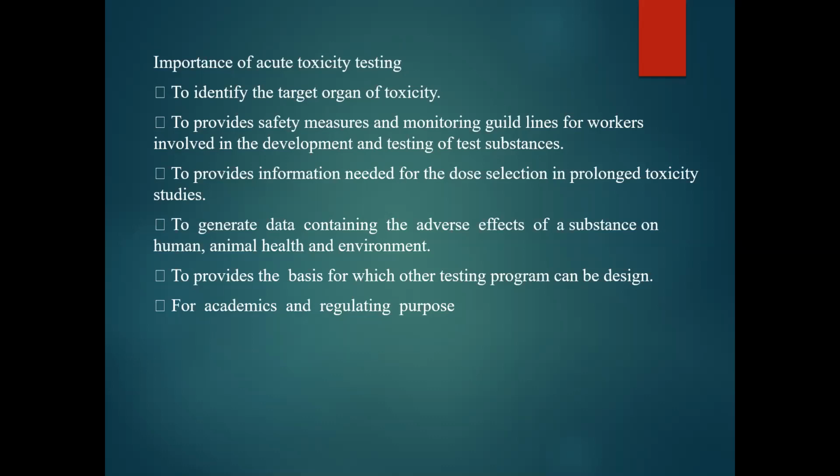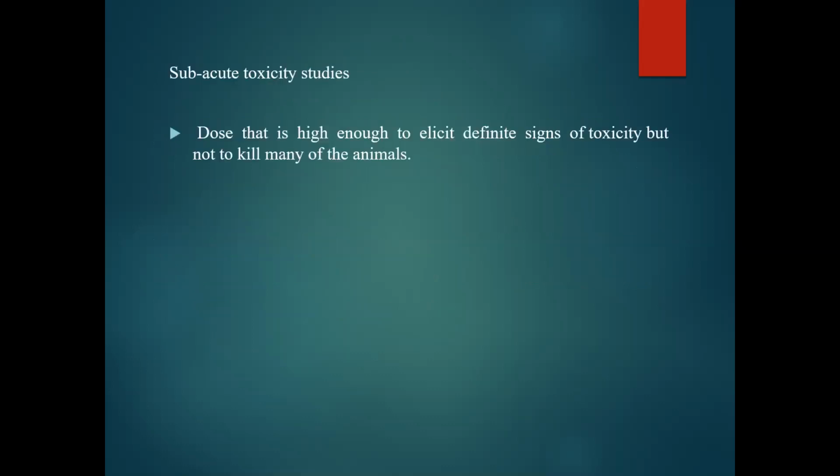To generate data containing the adverse effects of a substance on human, animal health, and environment. So it generates the data that has the adverse or unwanted effect of any kind of substance on human, animal health, and environment; to provide the basis on which other testing programs can be designed, and for academic and regulatory purposes. For example, the classification, labeling, and transportation of chemical agents, as well as awareness. Now we come to the subacute toxicity studies. In these studies, the dose is high enough to elicit definite signs of toxicity, but not so much that it can kill the animal.